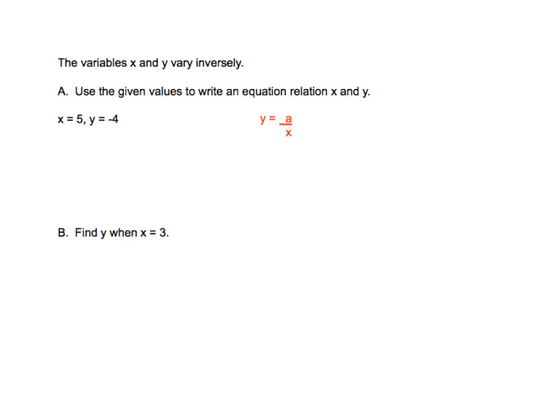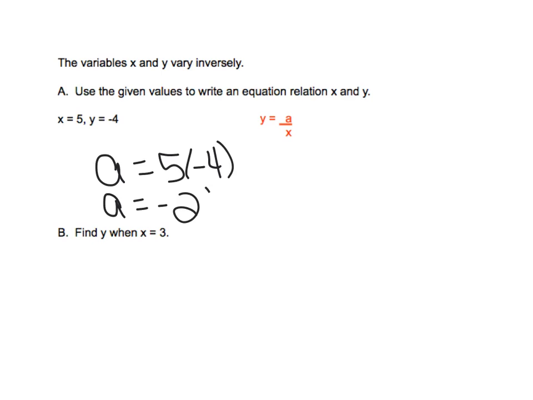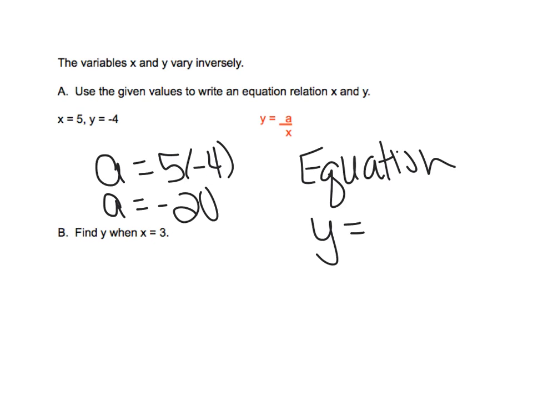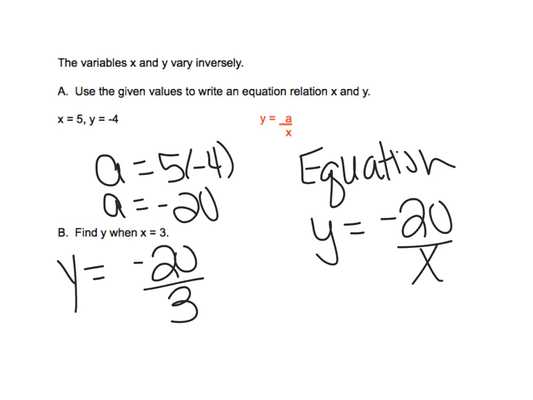Okay, another quick example here. We have x equals 5, y equals -4. So a is going to equal 5 times -4. So a will equal -20. Our equation that we write is y equals -20 over x. And then it says find y when x equals 3. That means we'd say y equals -20 over 3. And we can just leave it as a fraction like that.